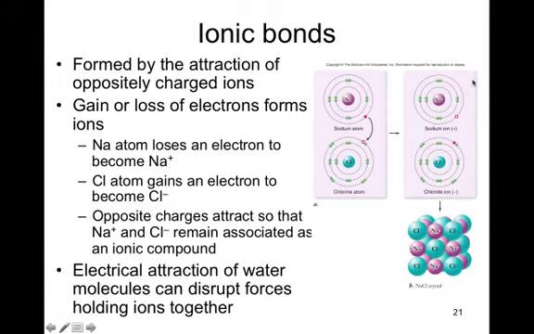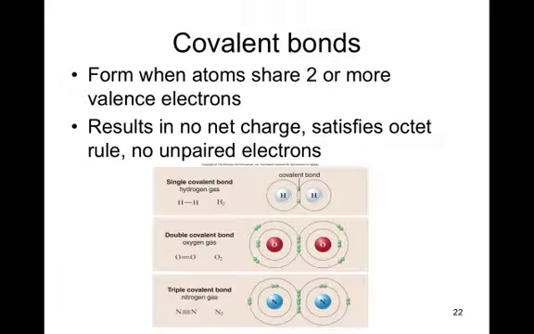Now we have a positively charged sodium ion and a negatively charged chloride ion. And as you know, opposite charges attract. So that's what holds sodium and chloride together in its crystalline form. We call this an ionic compound. Now, the electrical attraction of water molecules can disrupt these forces that hold the ions together. We'll explore that shortly. Before we do, let's look at covalent bonds. They're distinctly different and much, much stronger than ionic bonds because the electrons in this case are physically shared.